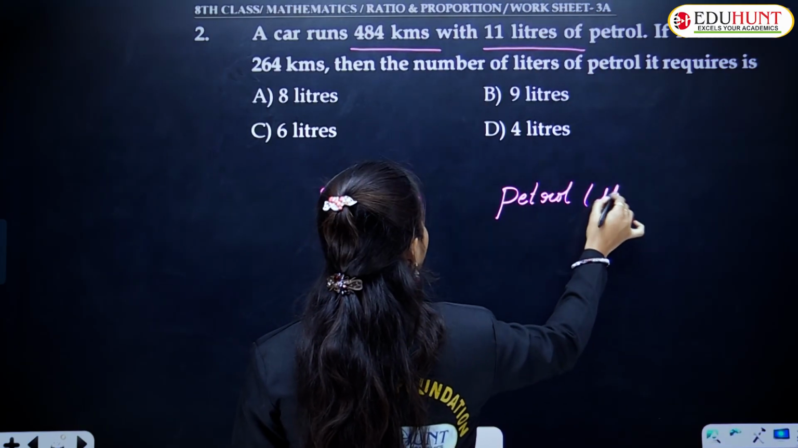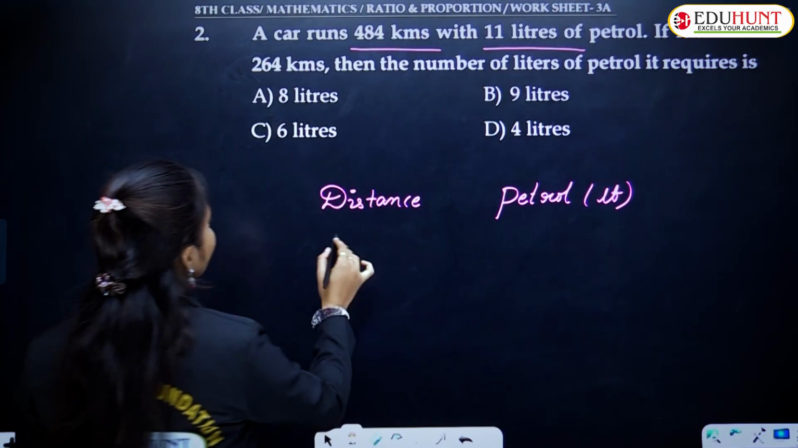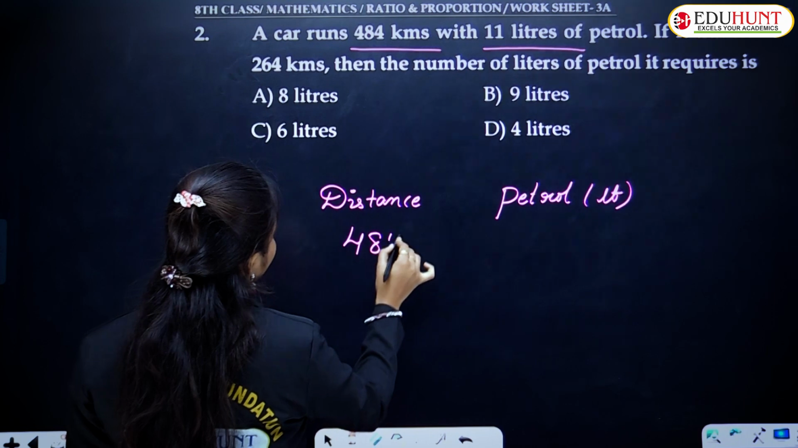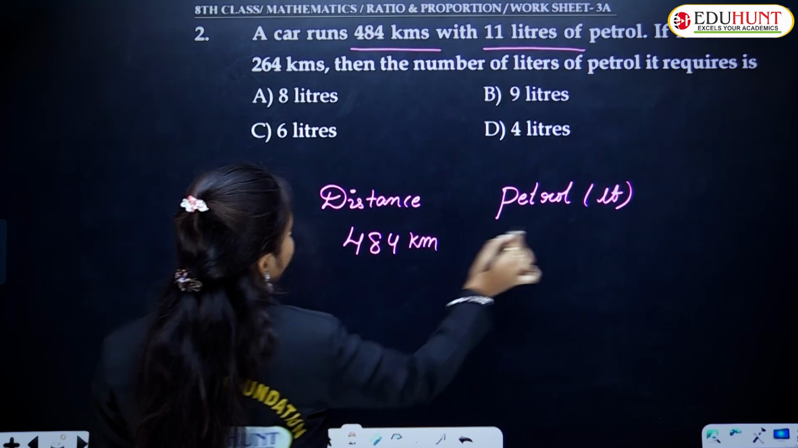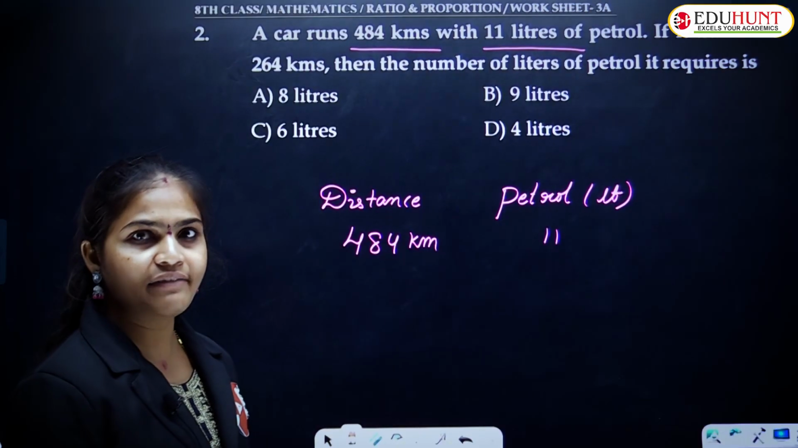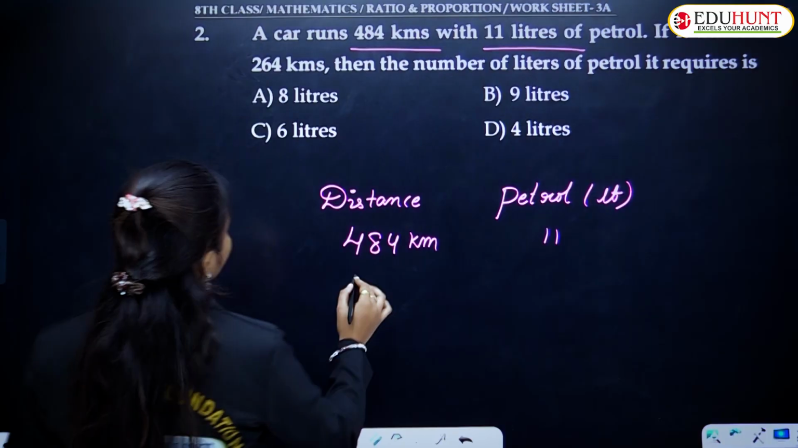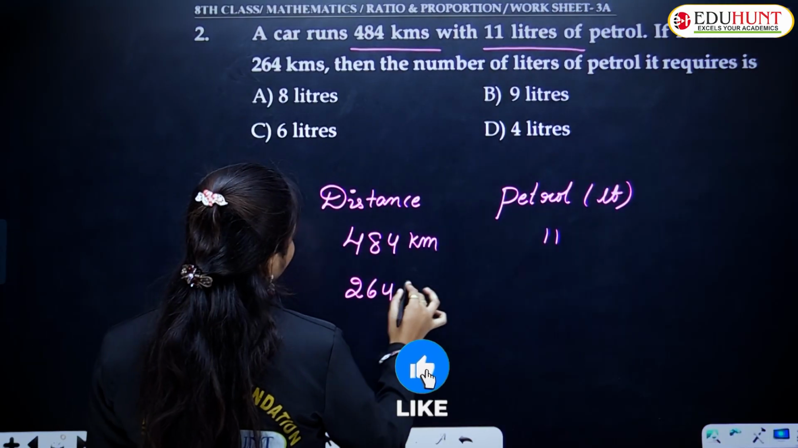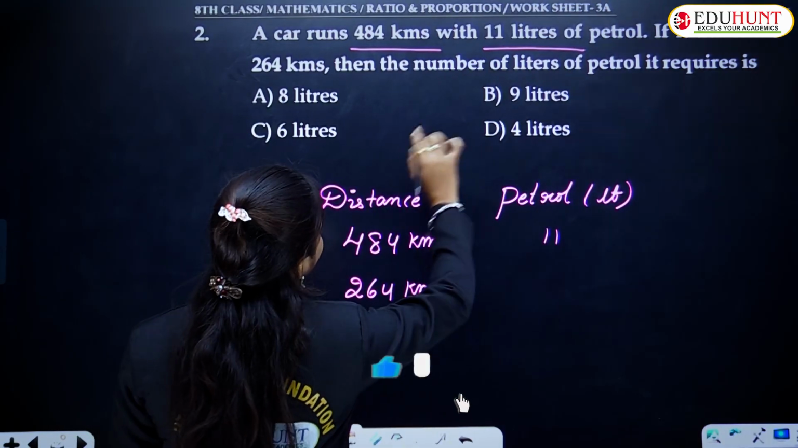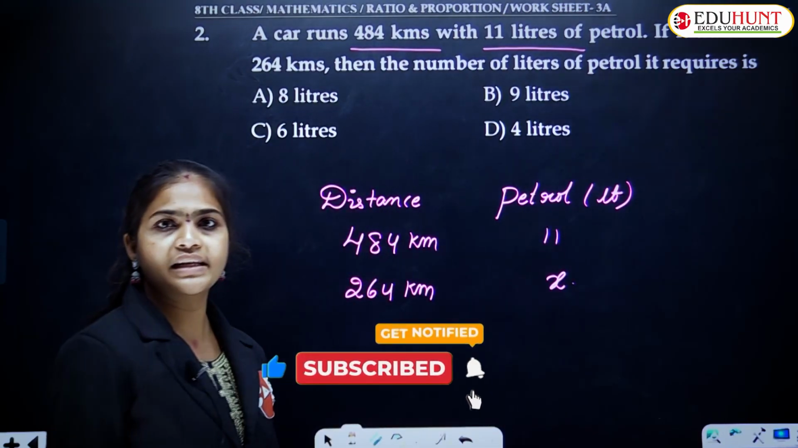Petrol uses in liters. Understand? See here, a car runs 484 kilometers by using 11 liters of petrol. And in the same way, if it travels 264 kilometers, then the number of liters of petrol required, that's what we need to find out.